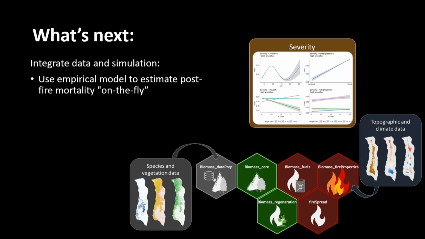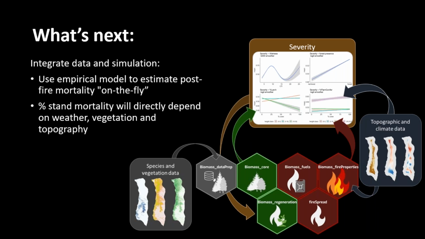So to wrap up, and I'm sorry that this was a little bit longer than it should have been, what is important is that we integrate the information that we get from statistical models that are trying to explain what affects severity the most with our simulation model, so that the simulation model can estimate post-fire mortality on the fly in response to factors like vegetation and weather and so on. Basically, we'll have stand mortality depending on these, and the model can change these as time moves. And then the severity will vary that.